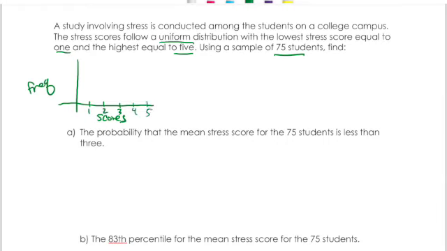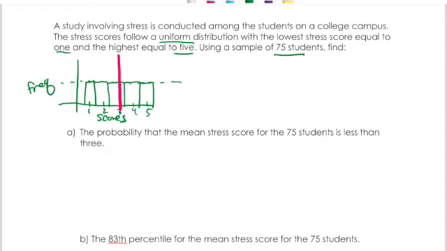We have scores of 1, 2, 3, 4, 5. Because it's a uniform distribution, I know that my bars are all going to be the same height. All right, so that tells me that my mean is going to be right in the center, because that's the halfway point. It's going to be the average.